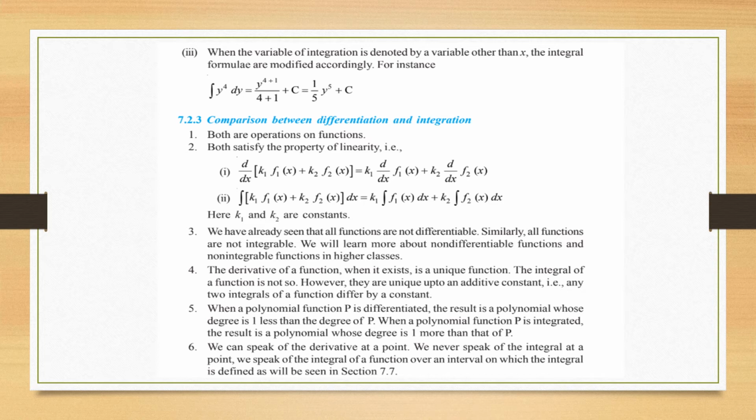When the variable of integration is denoted by a variable other than x, then integral formulae are modified accordingly. For example, the integral of y raised to power 4 dy will be y raised to power 4 plus 1 upon 4 plus 1, plus c, that is 1 upon 5 y raised to power 5 plus c. So in derivative, the power reduces. In integral, it increases.